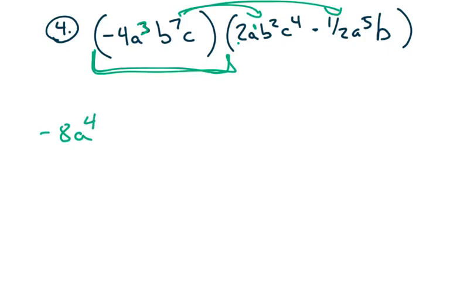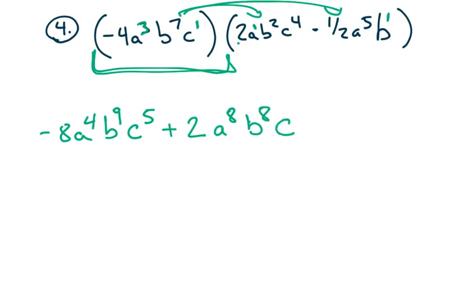B to the 7, b squared, 7 plus 2 is 9. C to the first, C to the fourth is C to the fifth. And apply to the other one. So same thing, negative 4 times negative 1/2 is plus 2. Half of 4 is 2. A to the third times a to the fifth is a to the eighth. 3 plus 5 is 8. B to the seventh times b to the first is b to the eighth. And don't forget, you still have the c, so we'll just tack on the c. And there you have it.